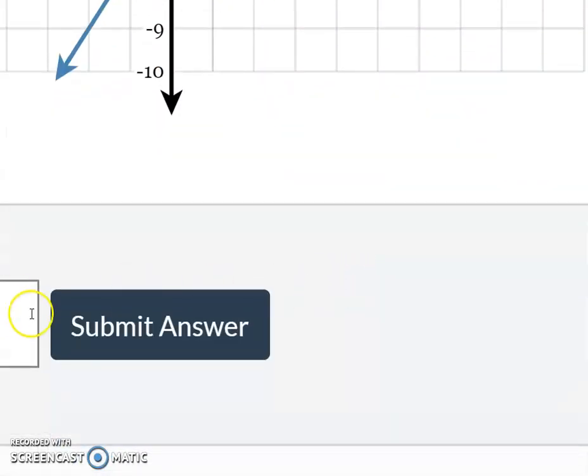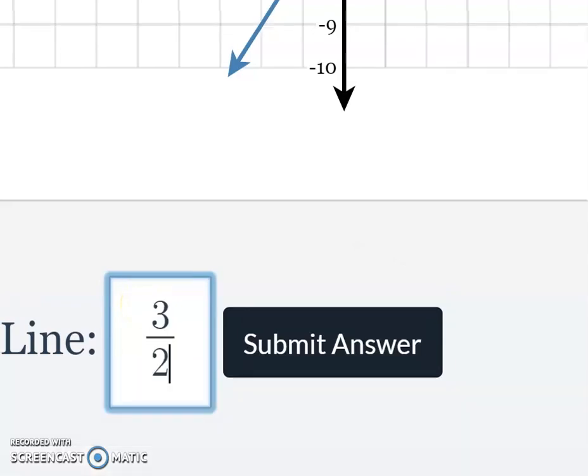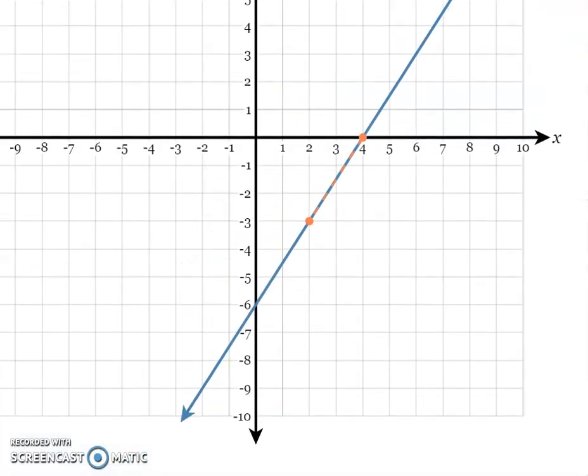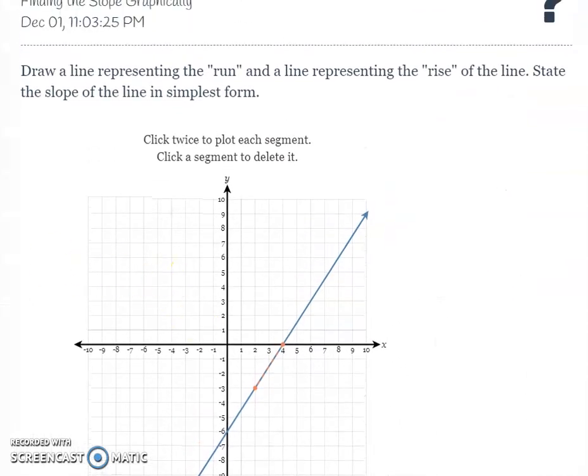So they go down here and type in 3 over 2 in the answer box, and then they submit the answer and it says you got it wrong. Well, we all know you got it right. You went up 3 and right 2. Well, here's the problem. We didn't really read the directions correctly. The directions say draw a line representing the run and a line representing the rise of the line. State the slope of the line in simplest form.